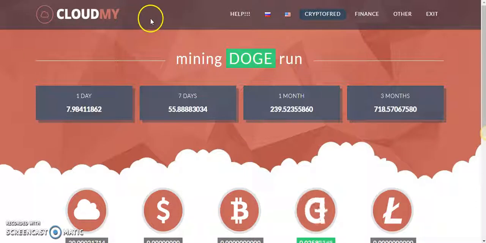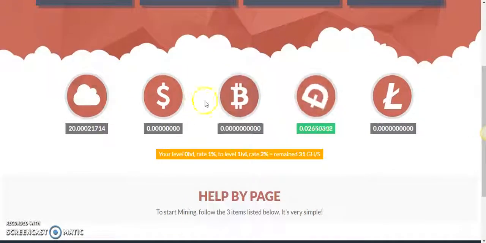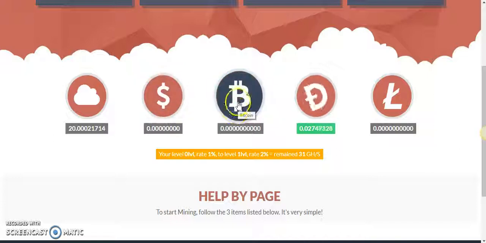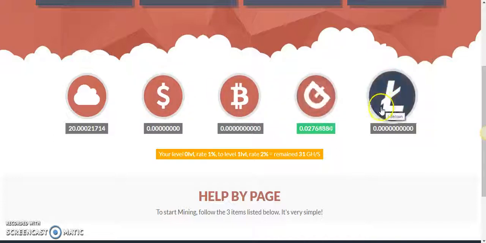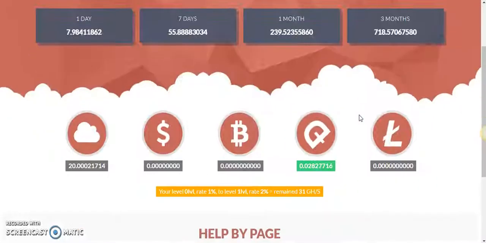Okay, so as you can see, guys, another put together website, showing you that it does these five activities. It could mine you giga hashes when you run out, it could mine you USD. I'm not too sure why you would be mining US dollars, Bitcoin, Dogecoin, and Litecoin. Now, I made it my point of duty, any one of these websites that actually give Dogecoin, I will actually sign up and use it for free.